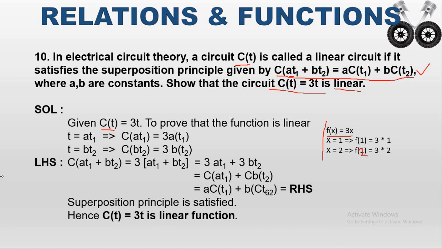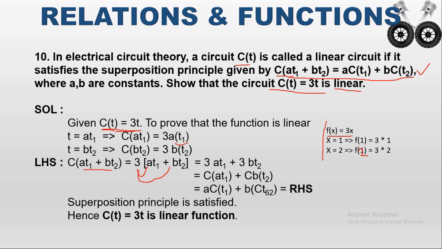So now take the LHS. What is in LHS? C of at1 plus bt2. Wherever t is, you have to substitute at1 plus bt2, which is equal to 3 into at1 plus bt2. So first multiply 3 with at1, it will become 3 into at1. Again you have to multiply 3 with bt2, so it will become 3 into bt2.